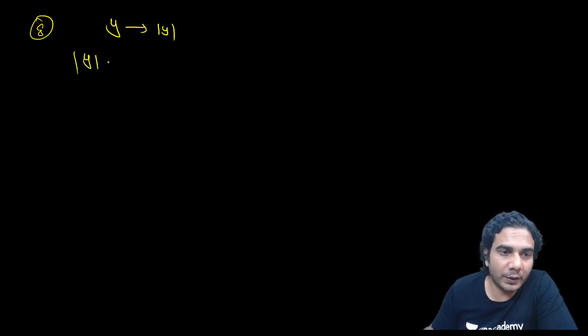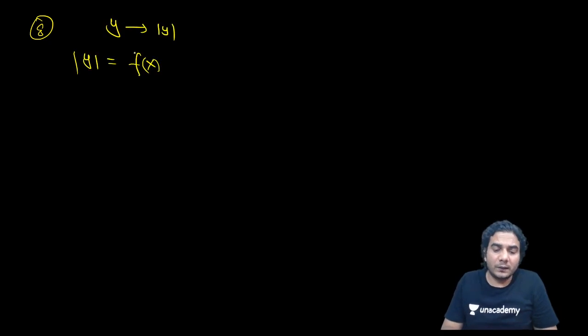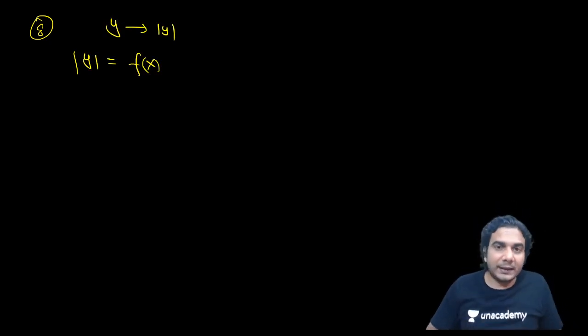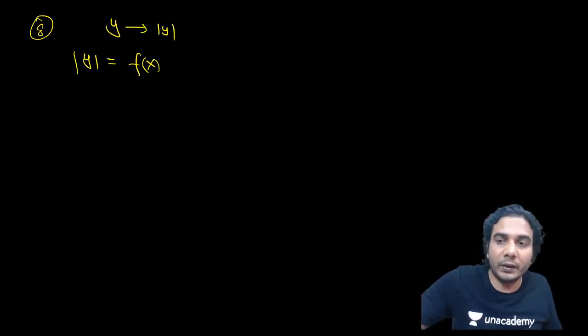Now second is we are putting mod on y. So second transformation, this is transformation number 8. Now we are replacing y by mod of y. So now the equation will be mod of y is equal to f of x. So whatever we do in x, the same thing we do with y also. Okay.